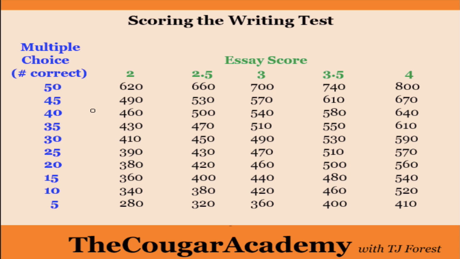In this video, I'd like to explain to you how the scoring of the writing test is done. Recall that the writing test consists of two separate tests. One is the multiple choice test, and then the other one is the essay. And the way that your overall writing test score is determined is based upon combining those two scores, the score that you get on your multiple choice and the score that you get on your essay, to come up with one overall writing score for your test. And that's what I want to show you, how that's done.